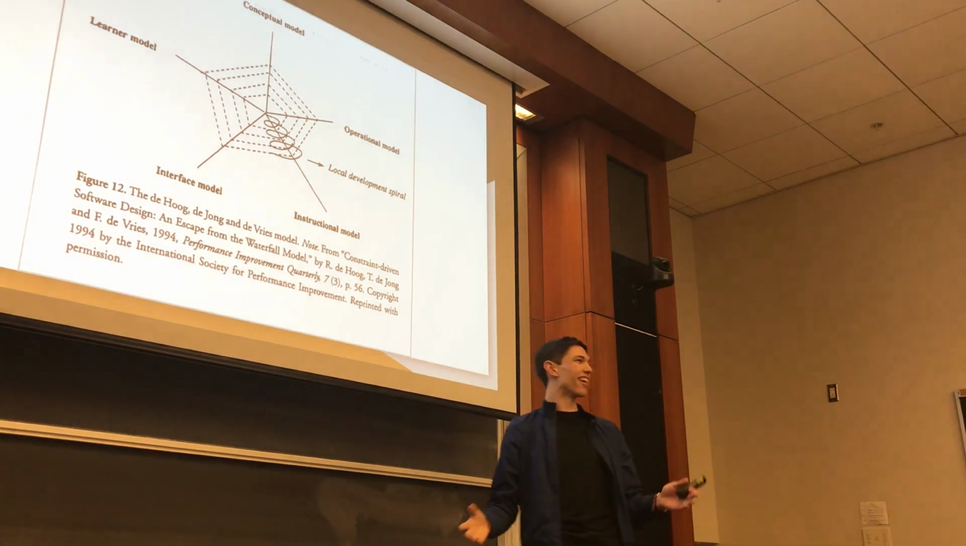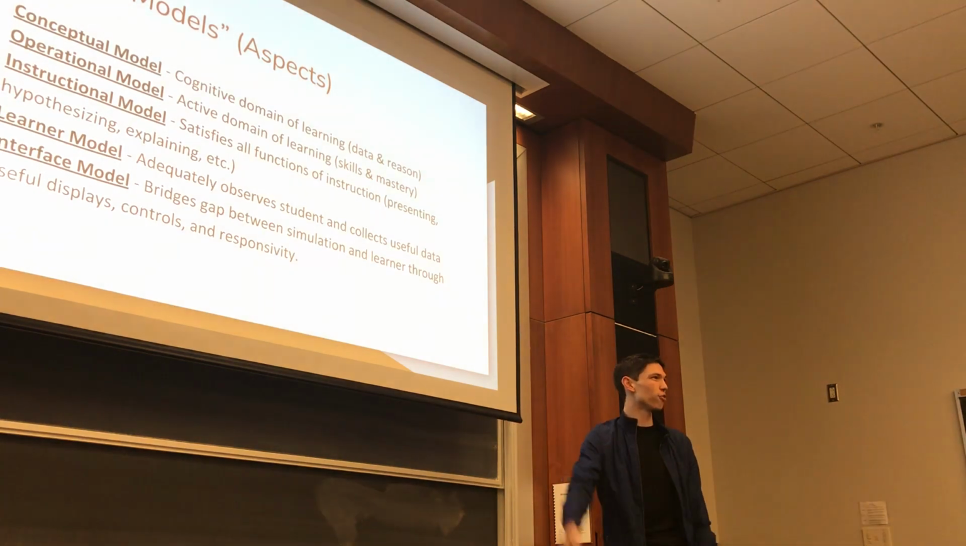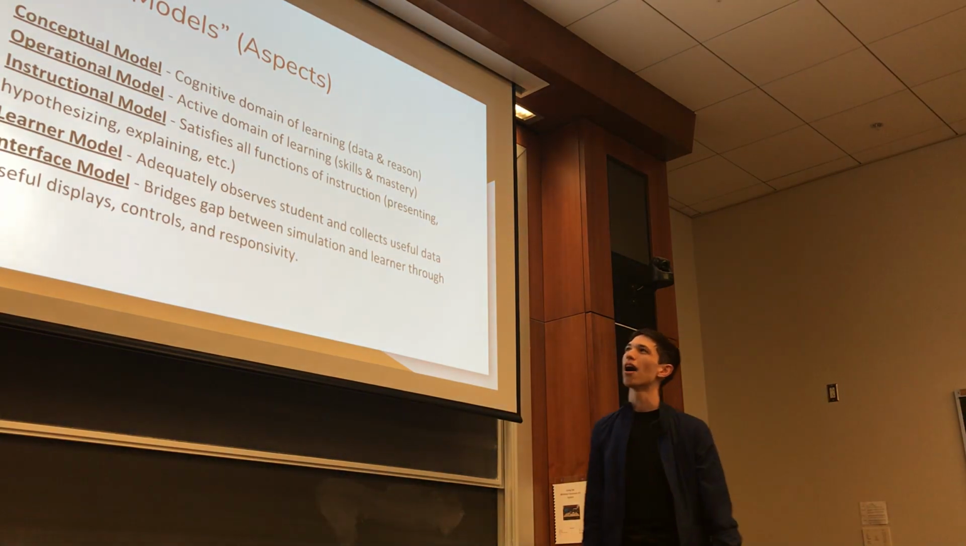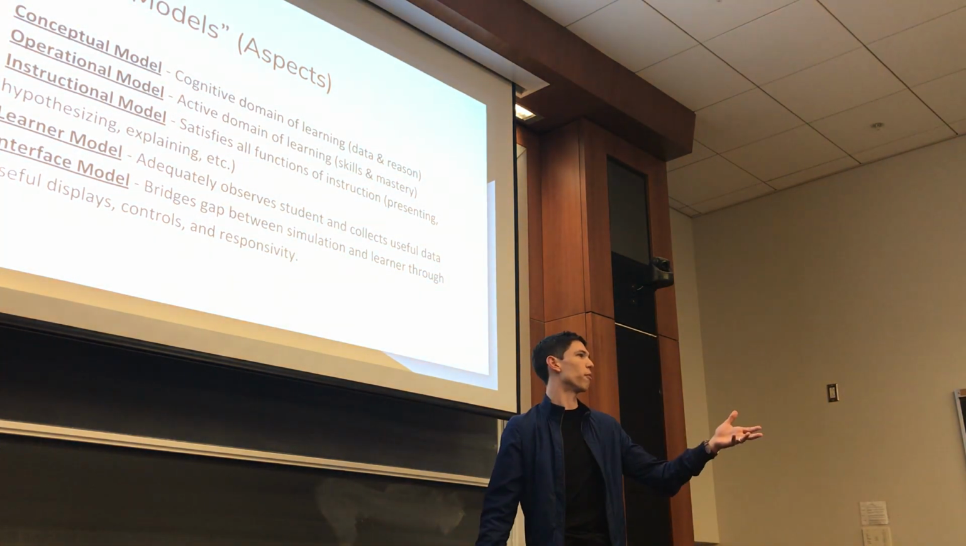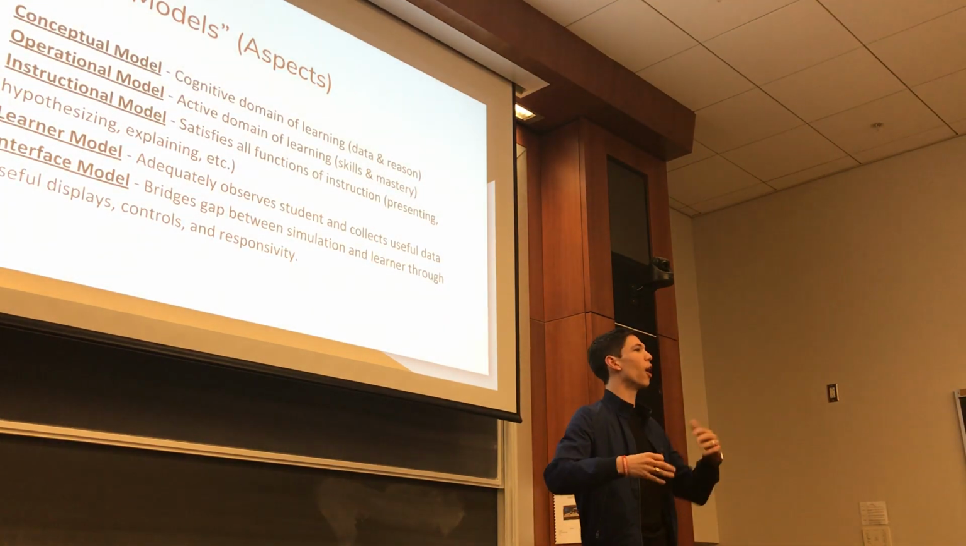Are we having fun yet? Because it gets a little more complicated than that. Here are the 5 models so we can help define them. The conceptual model is pretty straightforward. It's like Bloom's taxonomy. It's essentially understanding the cognitive domain of learning, such as data and reason.